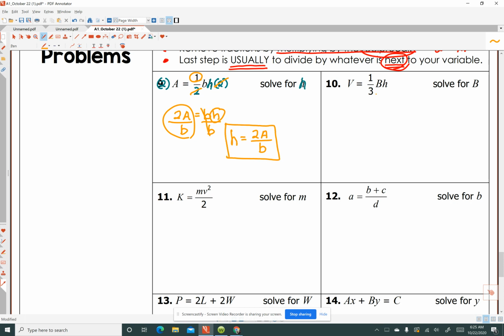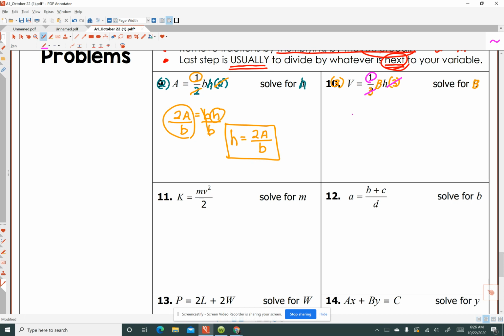Very similar is this problem number 10, but in this case, we're solving for that uppercase B. So we need to solve for uppercase B. But before we divide out the h, I want to deal with this 3, and I'm going to do that by multiplying by 3. Remember, this 3 is division. A fraction is division. So the opposite of division is multiplication. So we'll multiply by 3, both sides of the equation. And the 1 now becomes invisible.